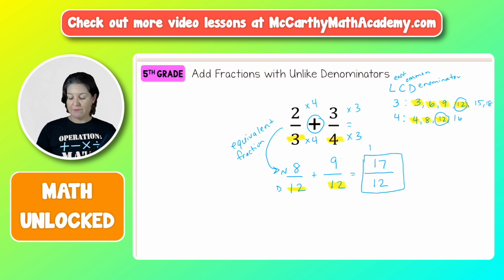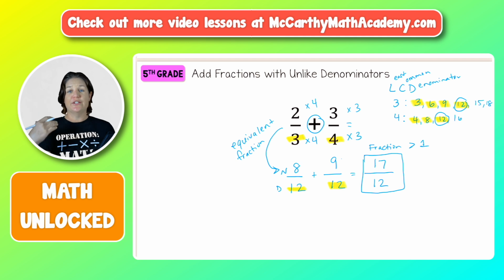This is called a fraction greater than 1 because the numerator is greater than the denominator. Back in the day when I was in school, we used to call this an improper fraction. Some people still might refer to it as improper because that numerator is greater than the denominator. In most instruction now, we say that it's a fraction greater than 1.